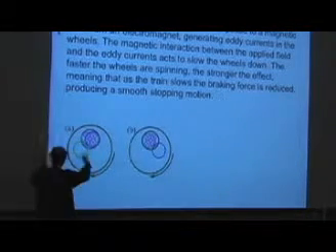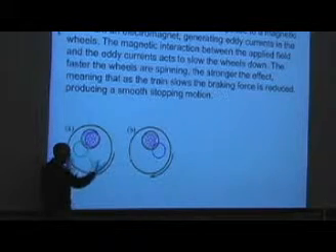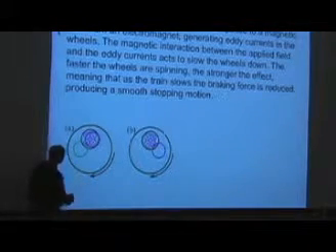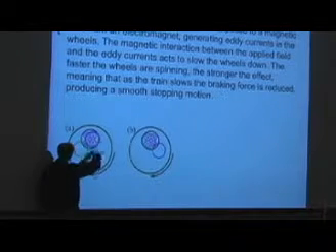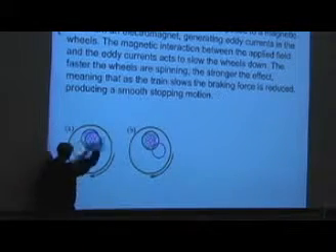Okay, if the whole wheel was exposed to the magnetic field and it was spinning around in that field, well, there would be no change in flux. So we're only going to turn on the field in this area here. Okay, so the whole wheel is spinning this way.